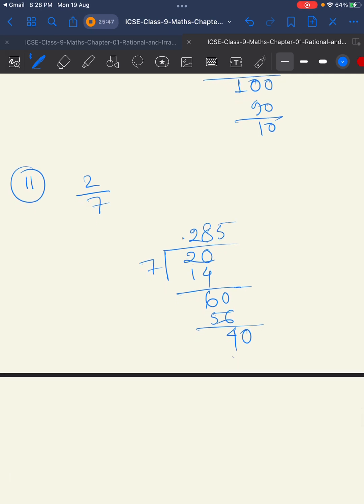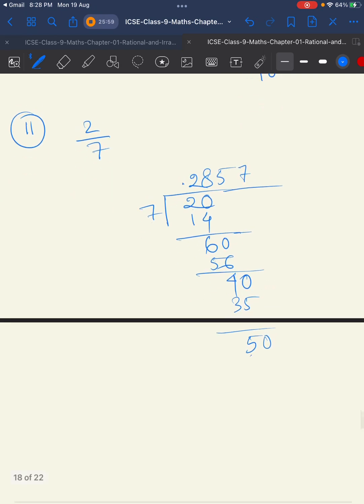7 5s are 35. Now 5 and here 0. Now 7 7s are 49. Here I have 1 and for the point here will be 0. So 7 1s are 7. 3.